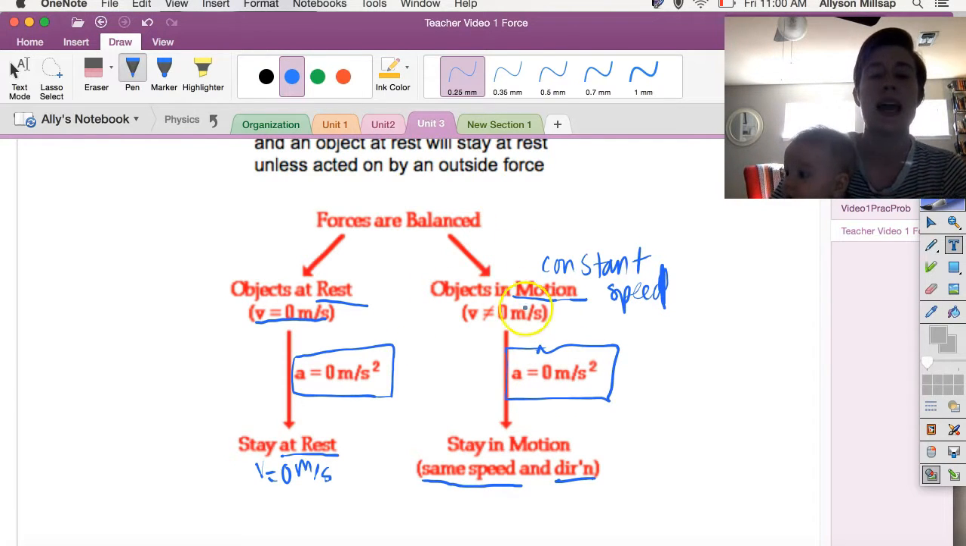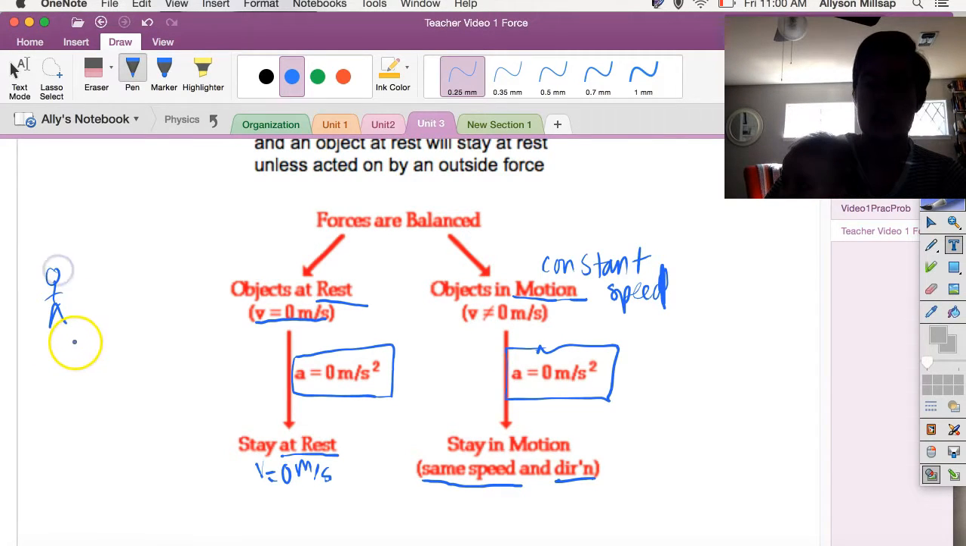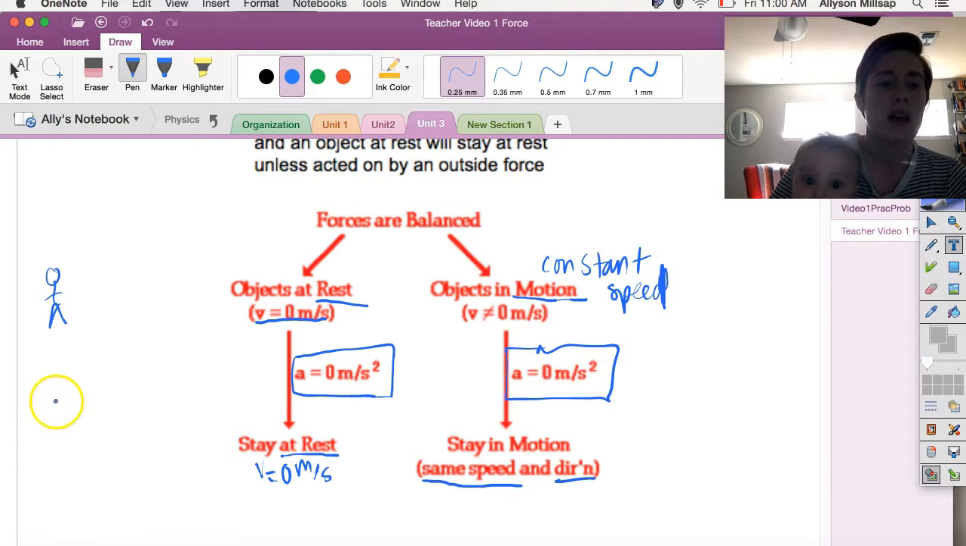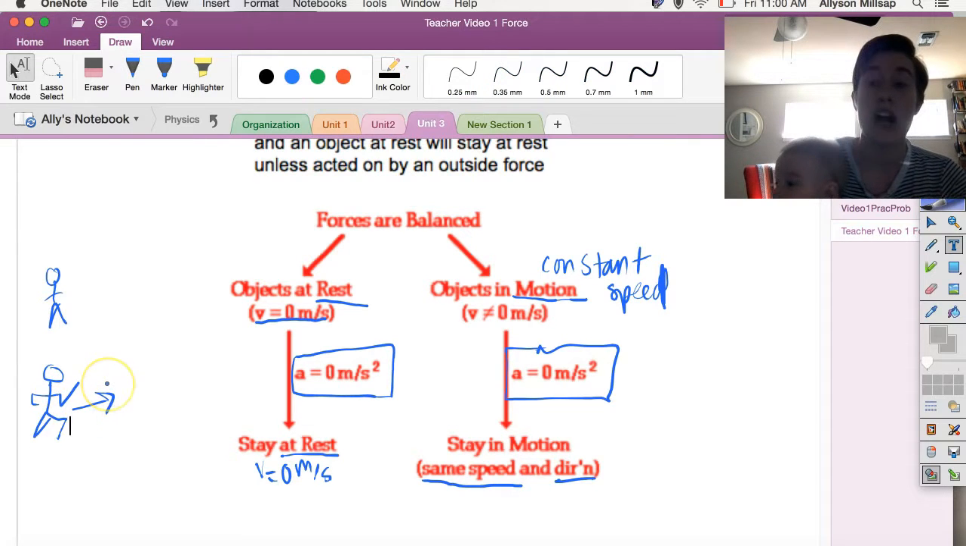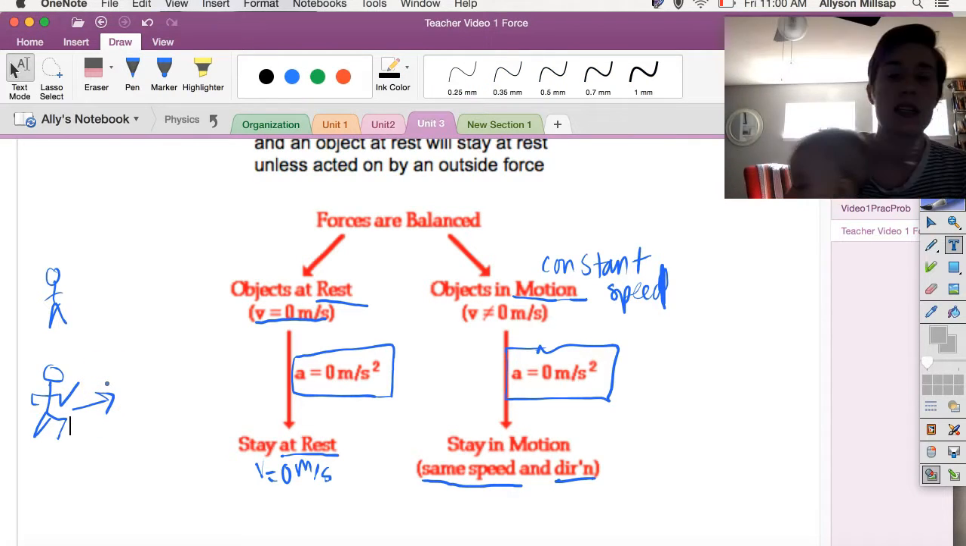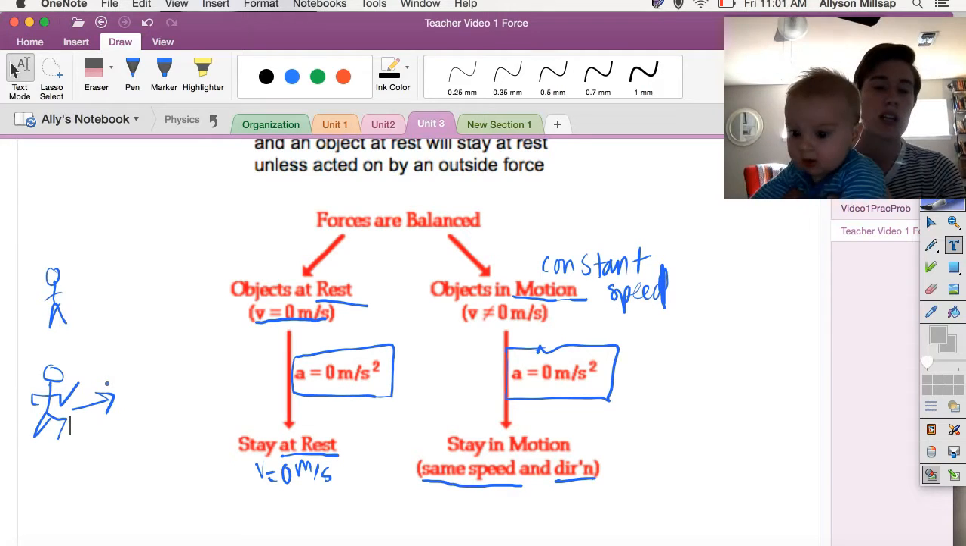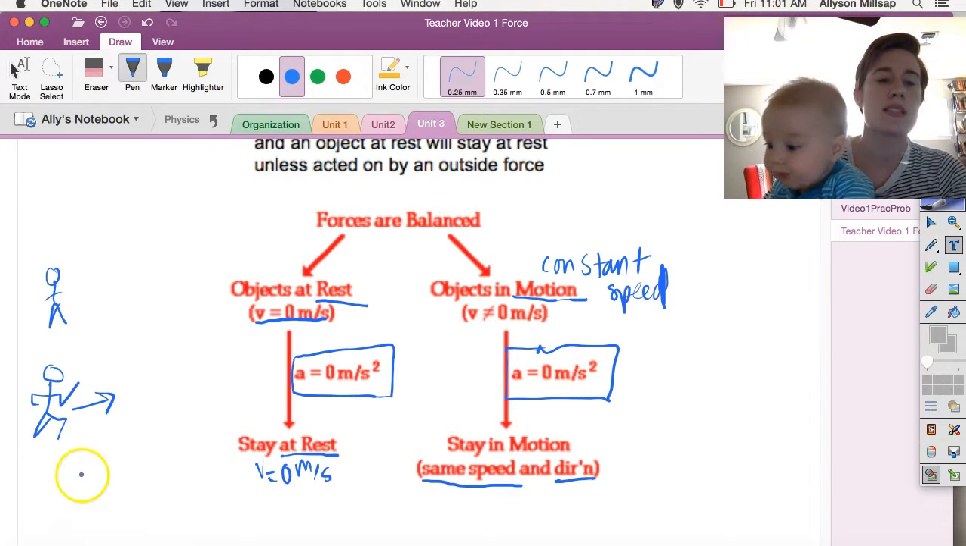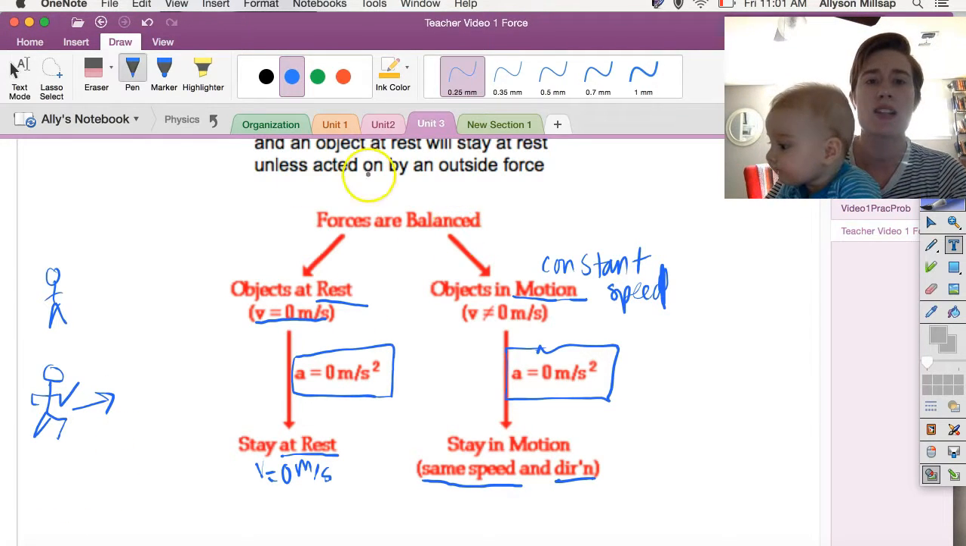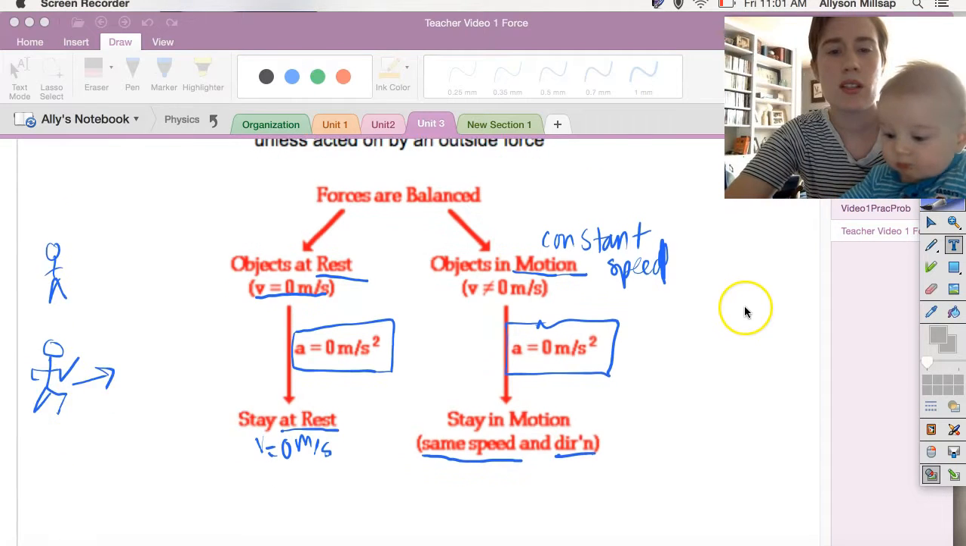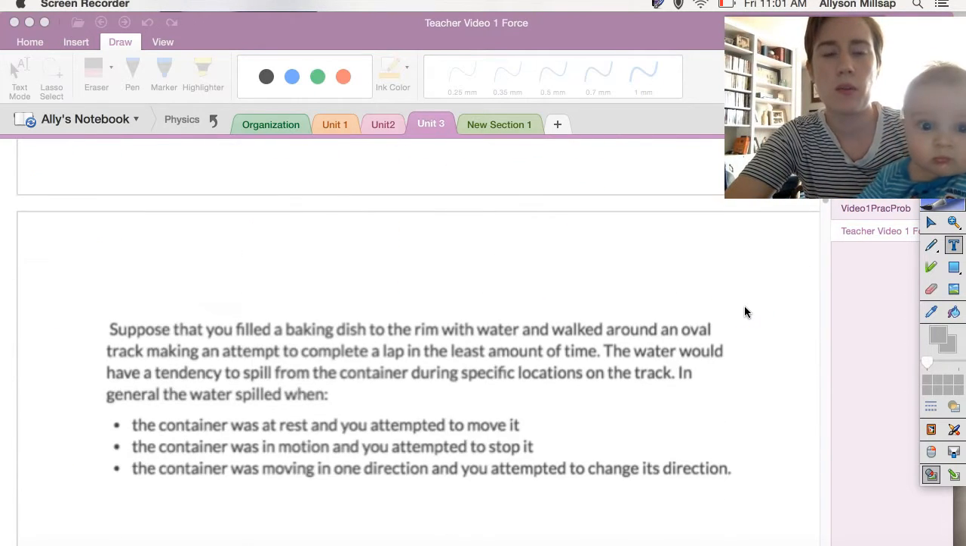So here's what he's saying. He's saying an object that is standing still will continue to stand still. An object that's moving is going to continue to move forever. It's not going to slow down. It's not going to speed up. It's not going to change its direction. It's going to continue doing the same movement unless it's acted on by an outside force. So let's talk a little bit more about what that means.